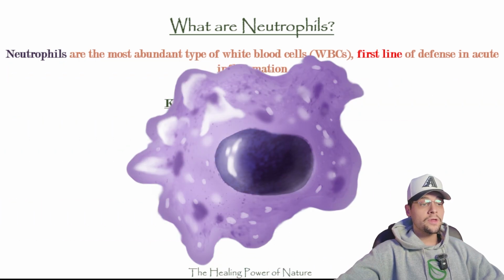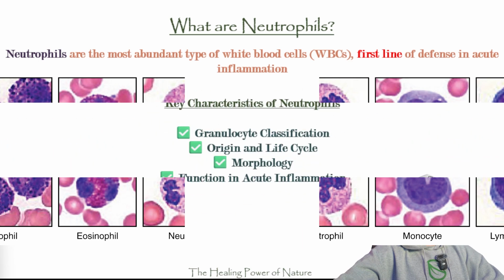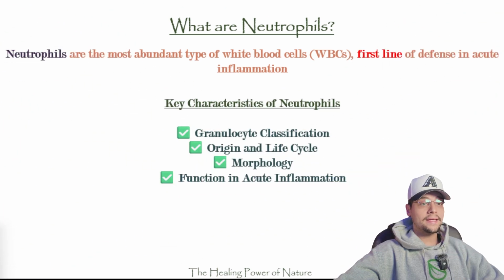Morphology: they have a segmented nucleus, which allows flexibility to pass through capillaries. They also have a pale cytoplasm with granules containing enzymes like myeloperoxidase and lysozymes. They're the first responders to infection and injury via the following steps. We're going to talk more about this, but just to give a brief overview, they marginate, roll, adhere, and transmigrate. The chemicals they follow are IL-8, C5a, and LTB4.